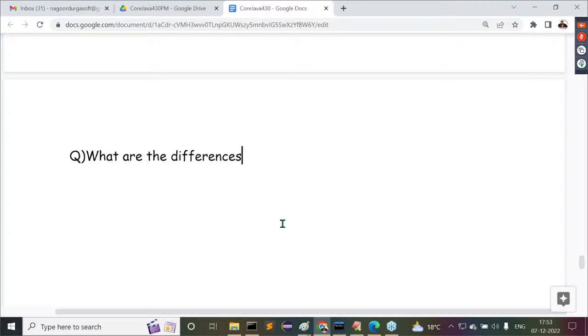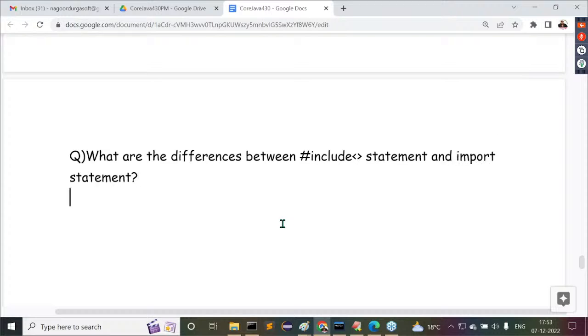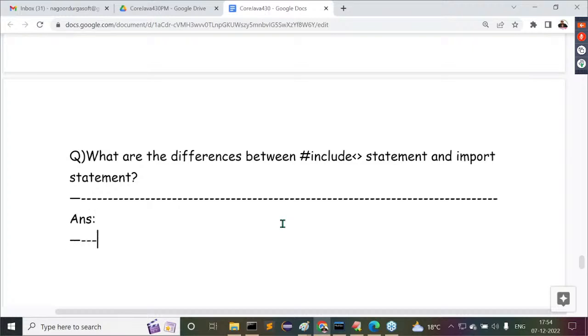What are the differences between hash include statement and import statement? This is the question. Every interviewer will ask this question, especially at a fresher level. You will definitely get this question. Here we have to answer this question now.